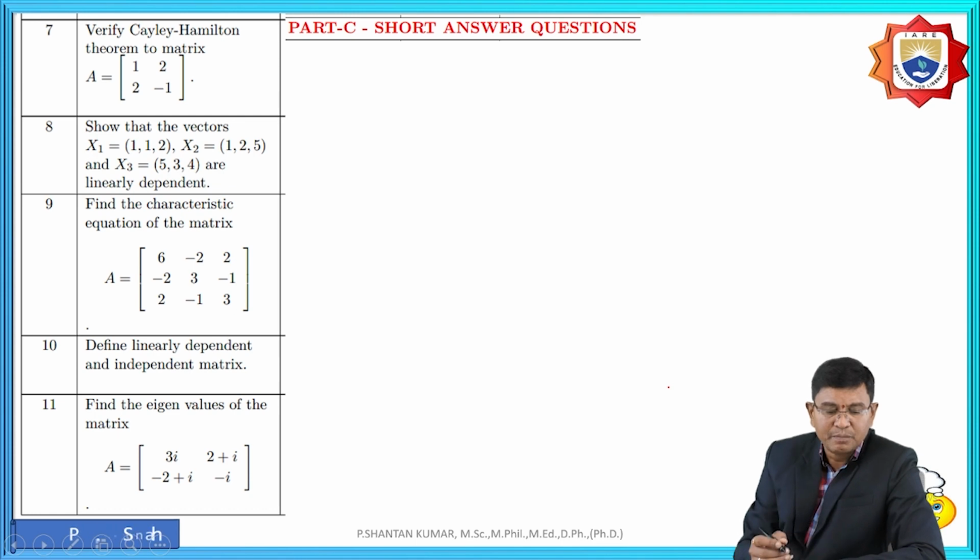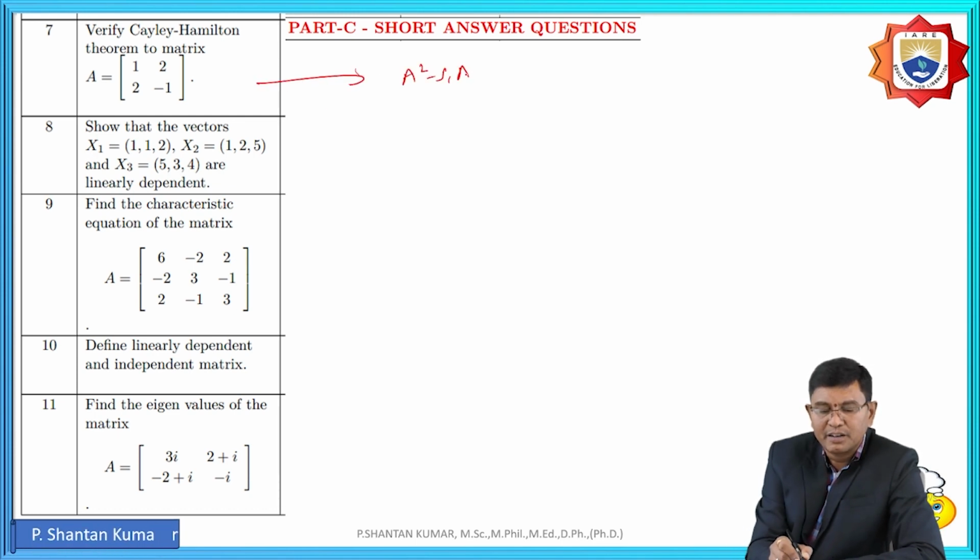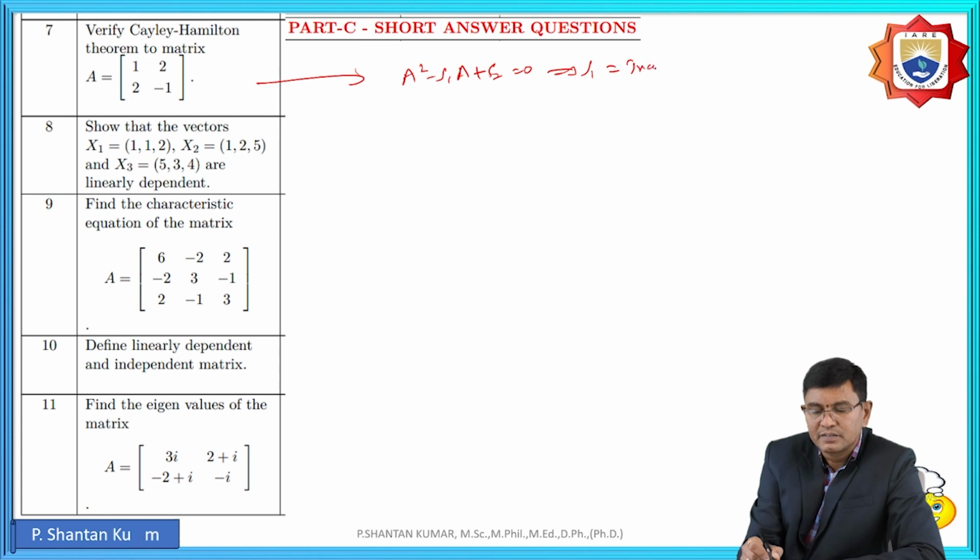Verify the Cayley-Hamilton theorem. That means we need to find that A square minus s1 A plus s2 is equal to 0. Here s1 is the trace, and s2 is the determinant of the matrix.